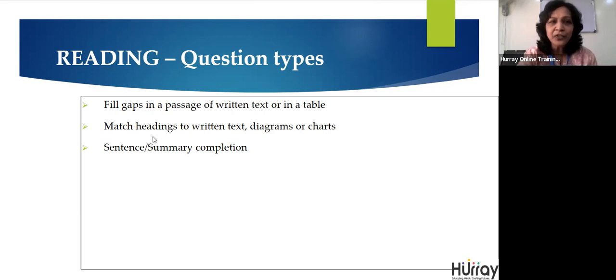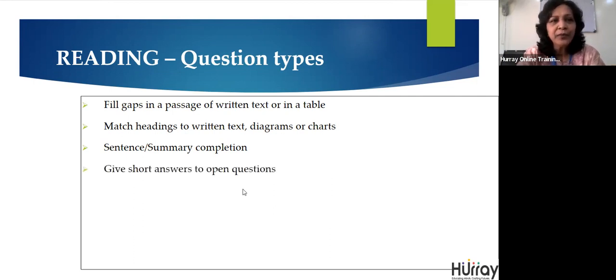The other question type that you see here in the second bullet point is matching headings to a written text or diagrams or charts. So you will have to look at the headings. You'll get a list of headings and you'll get some paragraphs, and you have to choose the best heading or the most appropriate heading for that particular paragraph. We'll go through the tips in the next slide. Here we just look at the question types for now.